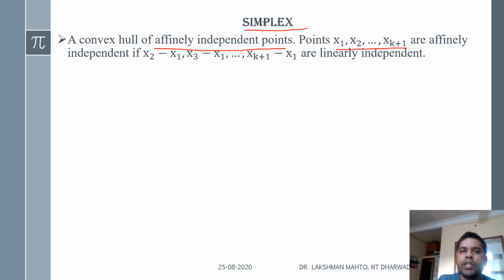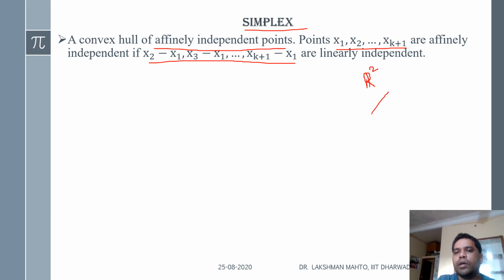Suppose we have k plus 1 points, x1 to x(k+1). We will call them all affinely independent if we consider one of those points as a reference point and define the position vectors of the other points with respect to the reference point. In that perspective, we get k position vectors, and if we observe that these k position vectors happen to be linearly independent, then the corresponding k plus 1 points will be affinely independent.